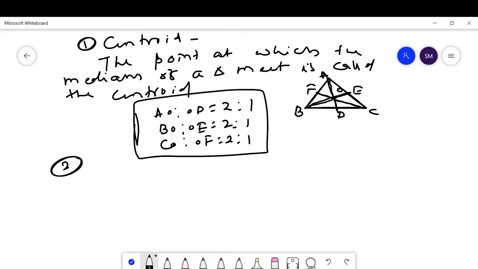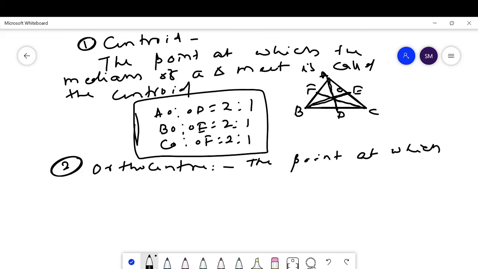Okay. Then the orthocenter. The point at which the altitudes of a triangle meet is called the orthocenter. Please note down orthocenter. The point at which the altitudes of a triangle meet is called the orthocenter.